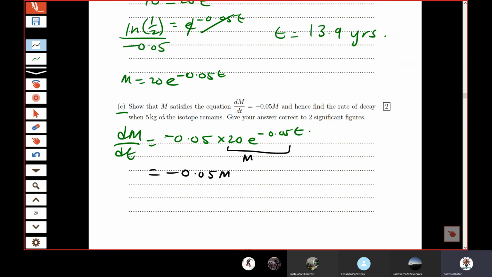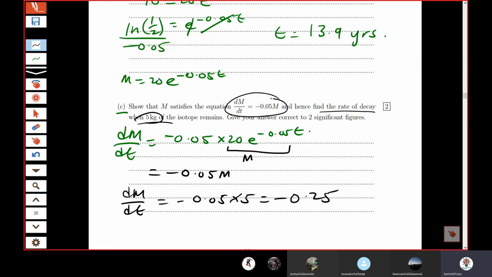And hence find the rate of decay. So the rate of decay when 5 kilograms of isotope remains is times 5. See how you could have done the second part and got full marks. Sorry, 1 mark out of the 2, even if you couldn't differentiate your first bit, because they've given you the answer. So easy mark. All you have to do is times 5.